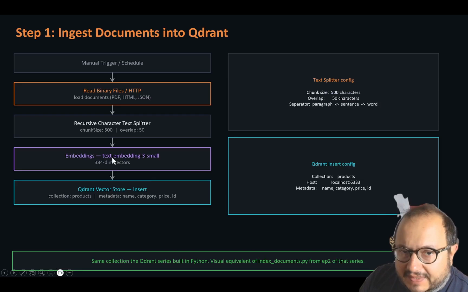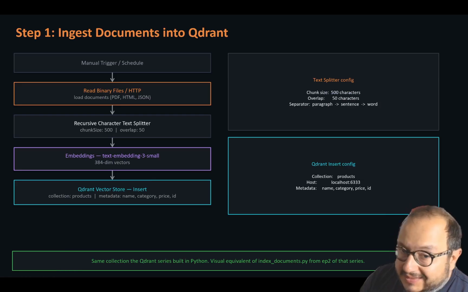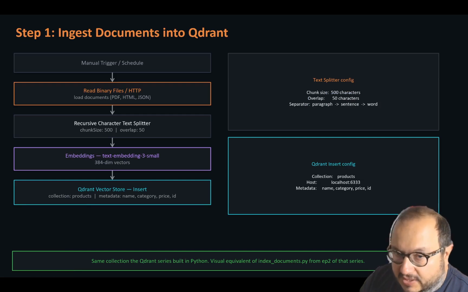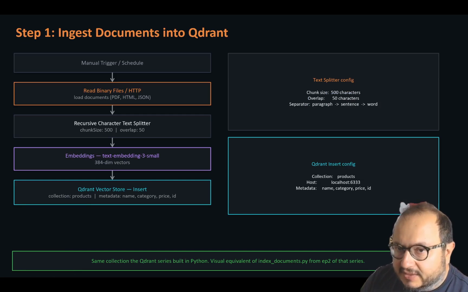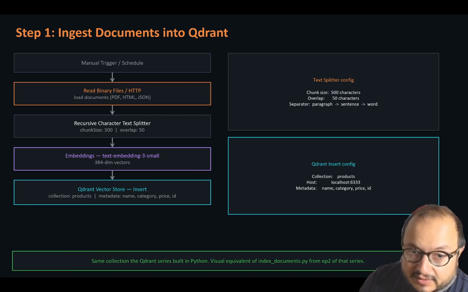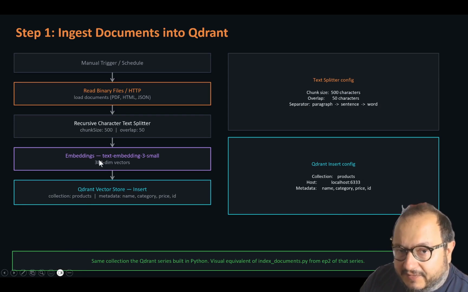Before the agent can search, the knowledge base has to exist in Qdrant. If you have the collection from the Qdrant series already, skip this slide. Your collection is ready. If you are starting fresh, create a new workflow for ingestion. This runs once, or on a schedule if your product catalog changes. The pipeline is 5 nodes.